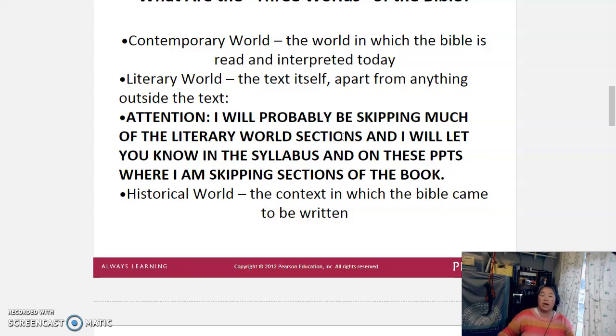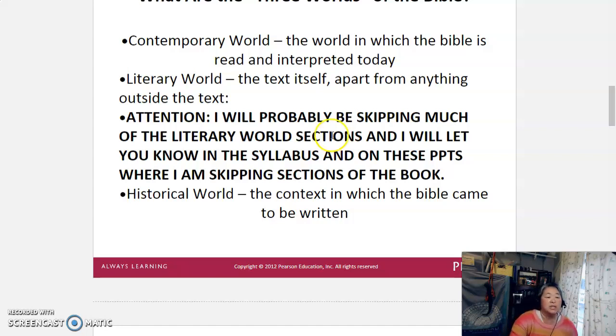What are the 3 worlds? The textbook is outlined in such a way that they like to look at the contemporary world. How does this Bible fit into our world? What's the literary world? Let's take a look at the text and the language and the meter and the poetry, etc. And then the historical world, which really is our focus. What is the context out of which the Bible comes?